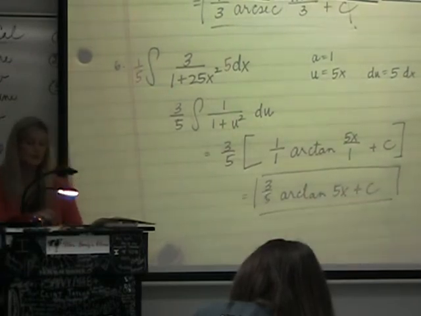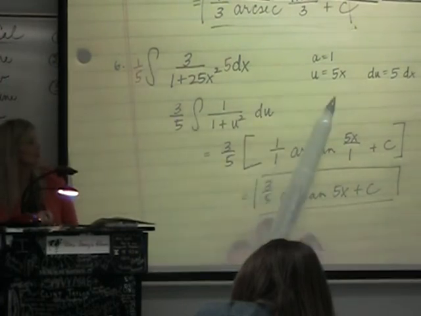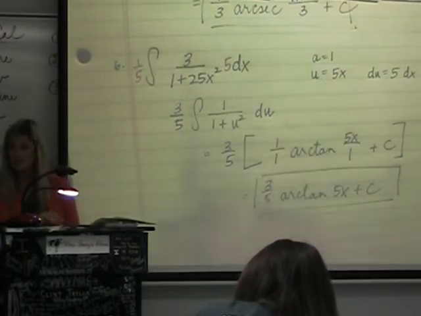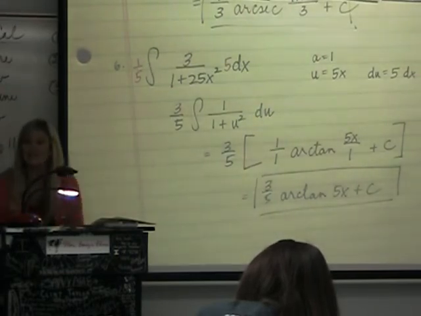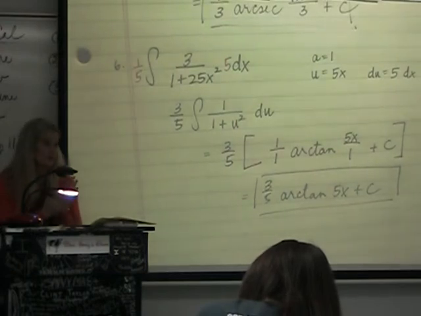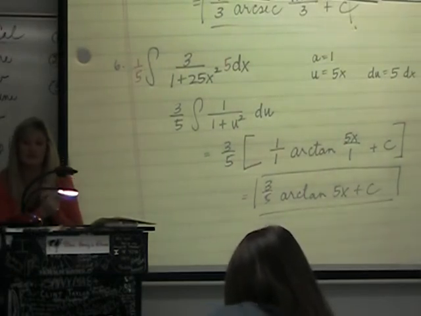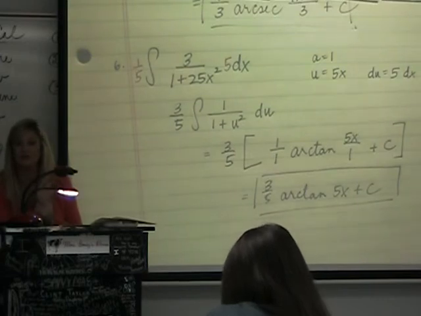Just be careful on problems like number 6 because of the u. You have to change it to du to be able to use the formula. That's only if u is anything other than plain old x. Lots of times it's plain old x. But if it's anything other than plain old x, you have to do u substitution.